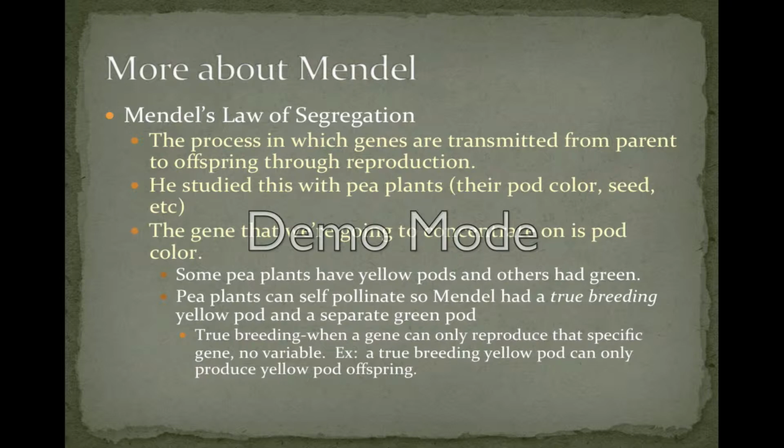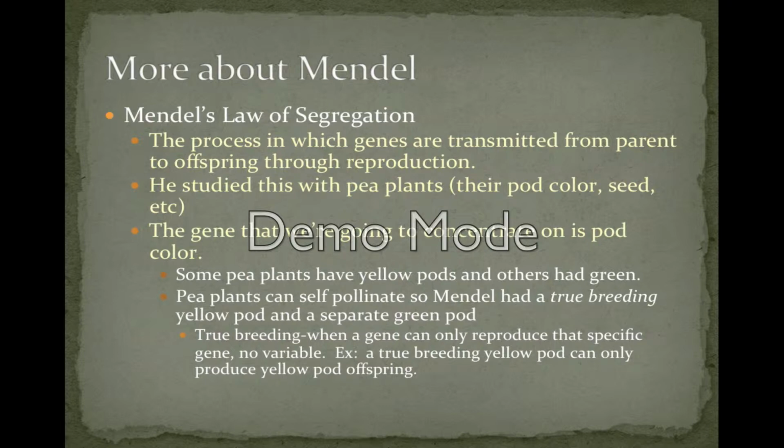So, more about Mendel. He made a law named the Law of Segregation. The Law of Segregation is the process in which genes are transmitted from parent to offspring through reproduction. He studied this with pea plants, their pod color, seed, etc. The gene that we're going to concentrate on for this lesson is just pod color, so you don't have to worry about the seeds or anything for right now.